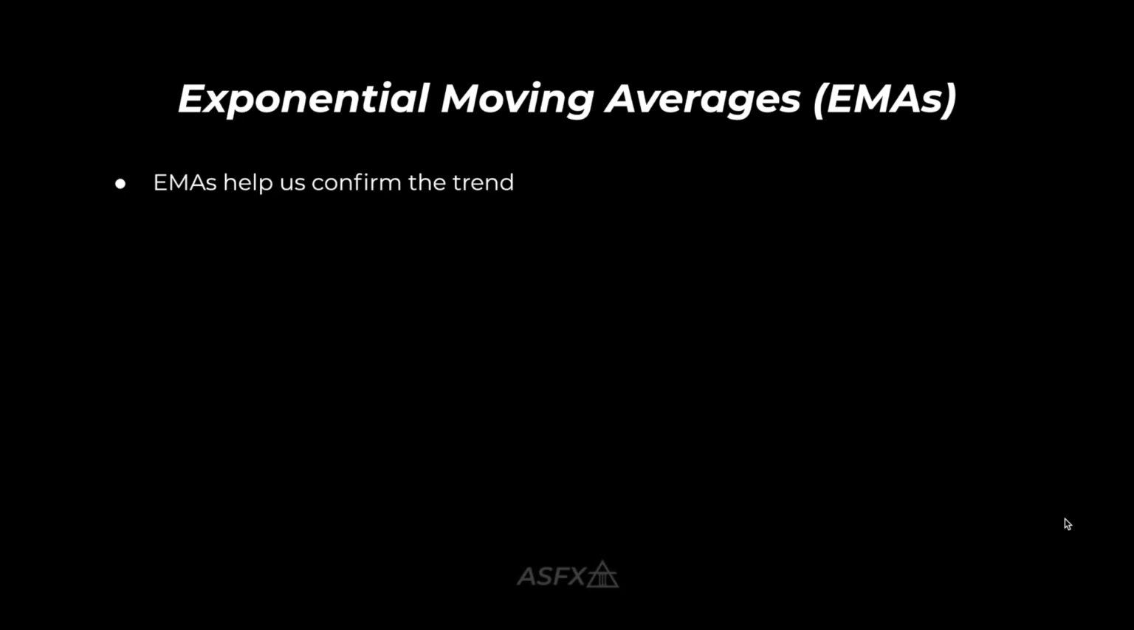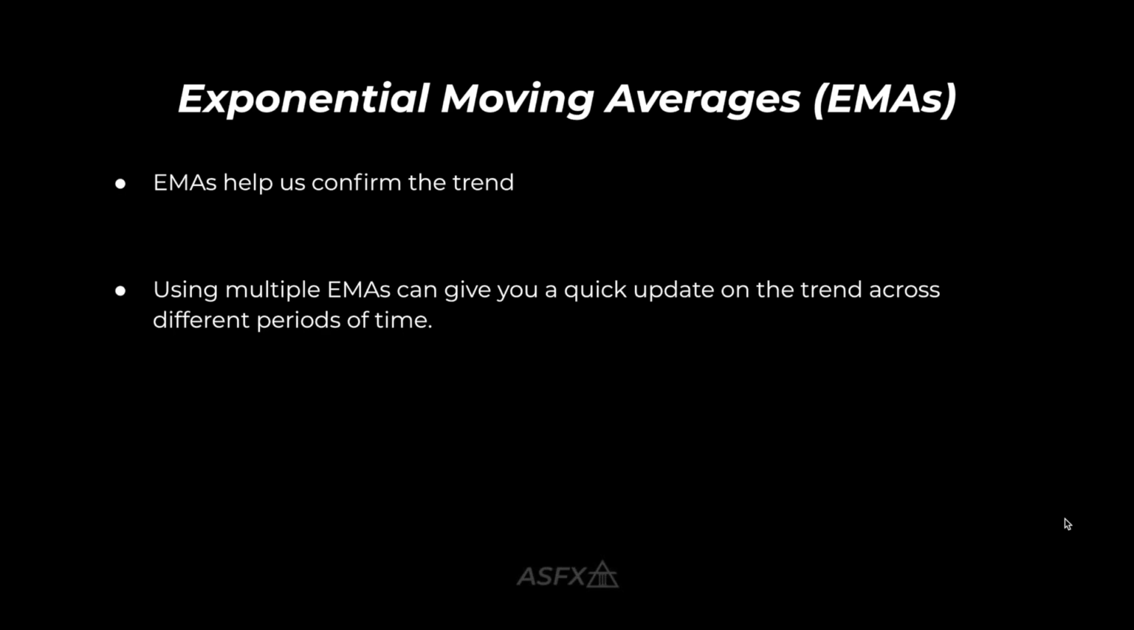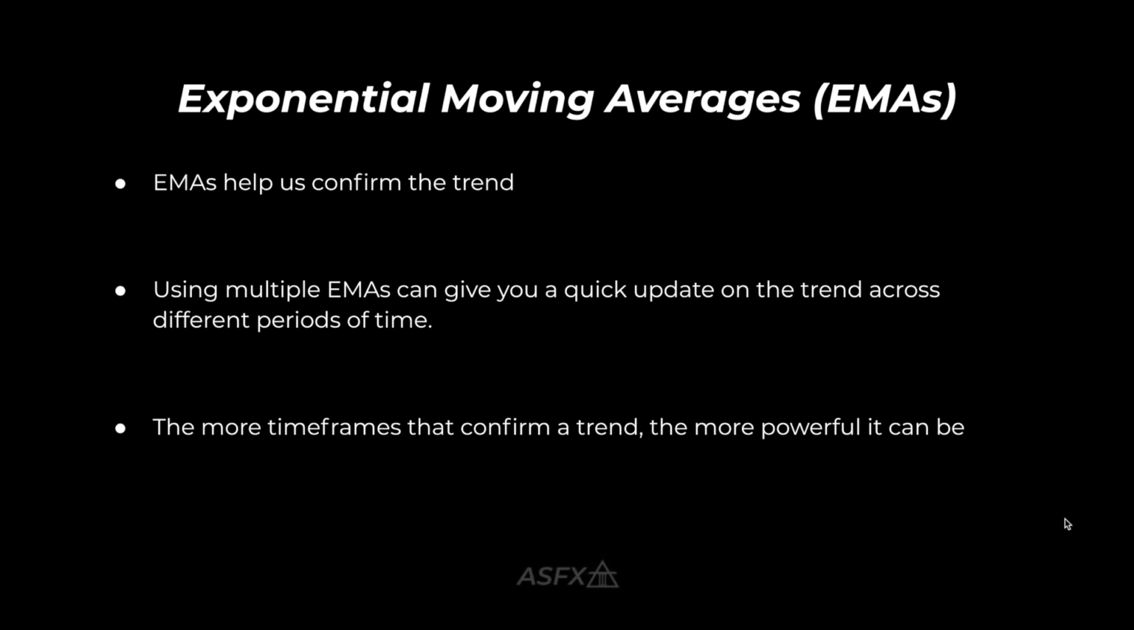First, let's talk about exponential moving averages. They're going to help us confirm the trend, and using multiple EMAs can give you a quick update on the trend, the direction of it, across multiple different periods of time. So for people that sometimes will argue with me and be like, well, why do you need 5 different EMAs? For me, the 5 EMAs symbolize 5 different periods of time. And if more periods of time confirm we're in an uptrend, or more periods of time confirm we're in a downtrend, I'm going to have more confidence in the analysis and in taking that entry.